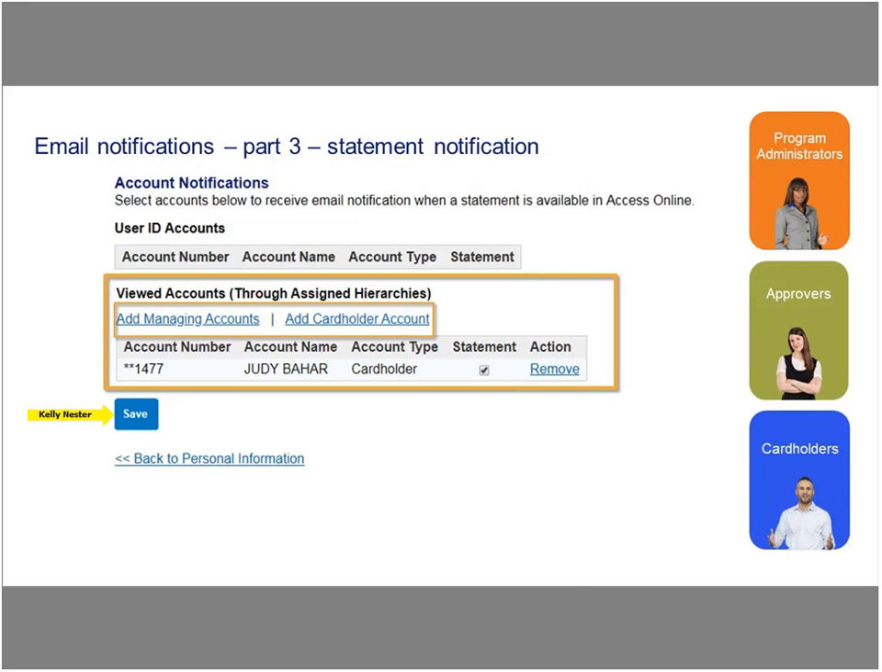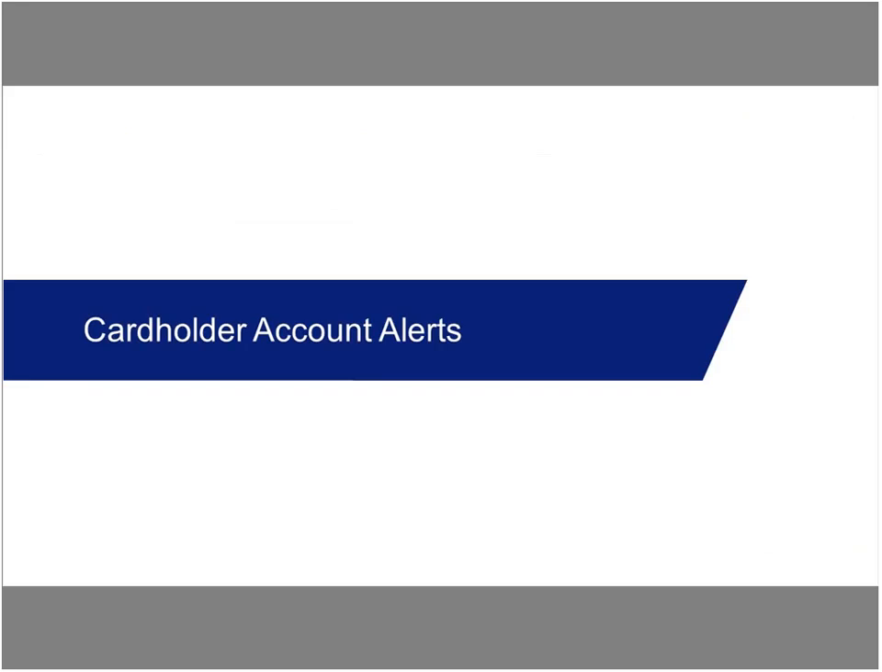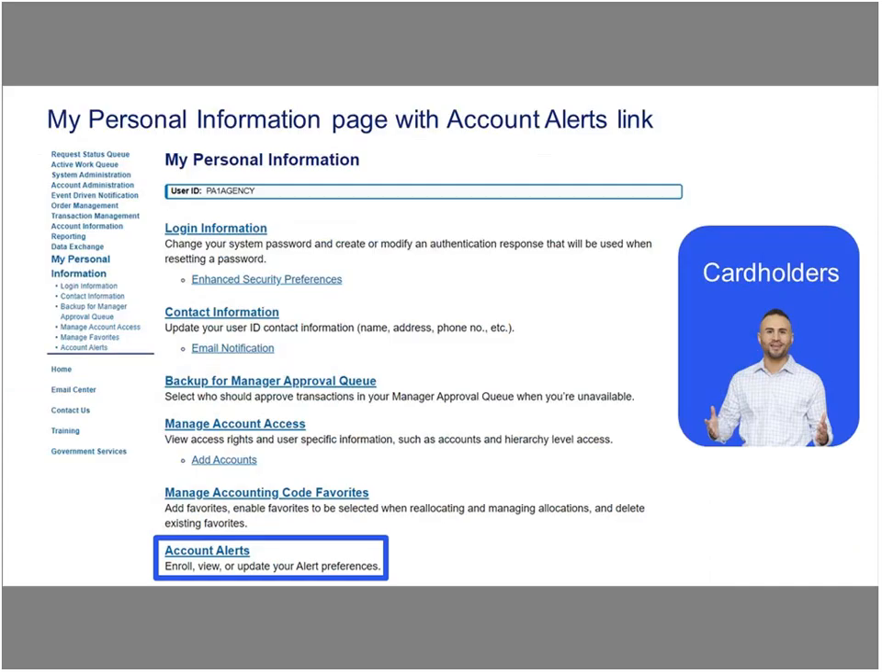Okay. So now let's talk about cardholder account alerts. The cardholders have the ability to set up their own account alerts in Access Online. For administrators or approvers to receive alerts, we do have a slightly different process that I'll cover after this. So the account alerts, the cardholders do need to set them up themselves, and you could share these slides with them in the form of instructions to encourage them to set those up.